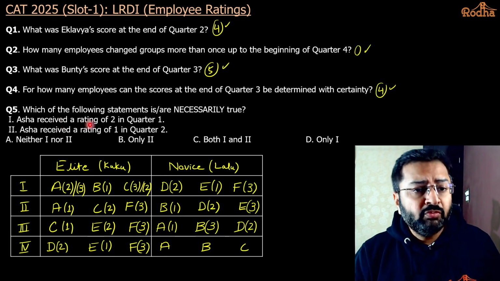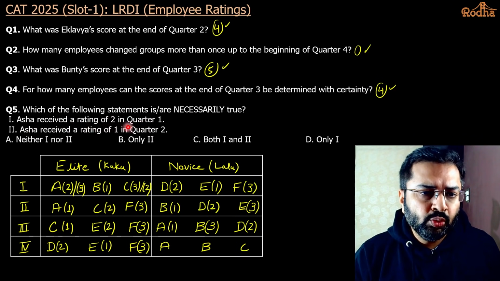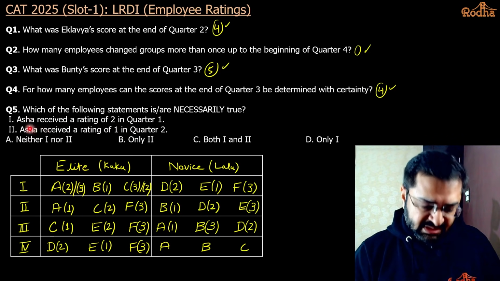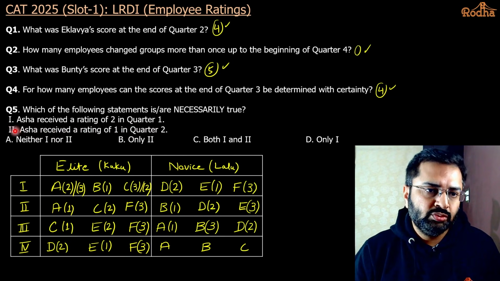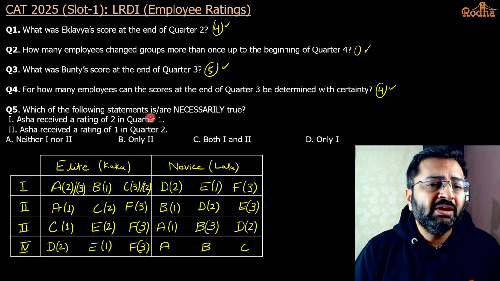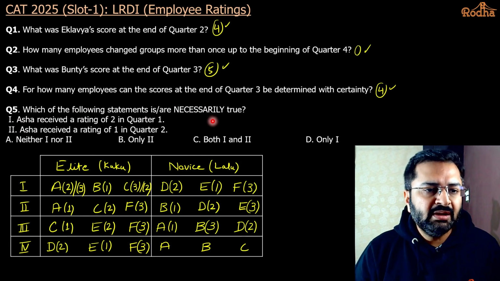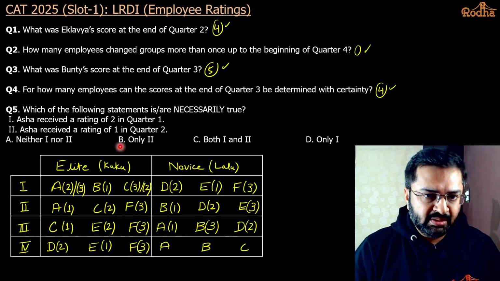Which of the following statements are necessarily true? A received a rating of 2 in quarter 1. No, it's not necessarily true. A received a rating of 1 in quarter 2. This is true. So this is always true. This may or may not be true. The question is which of the following statements are necessarily true. So necessarily true, only 2 by B.